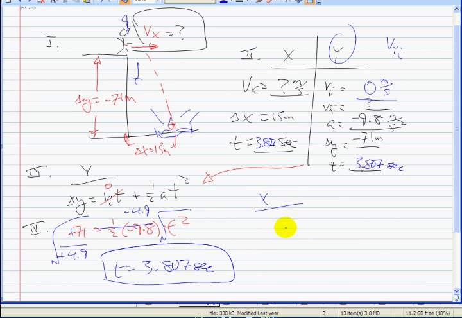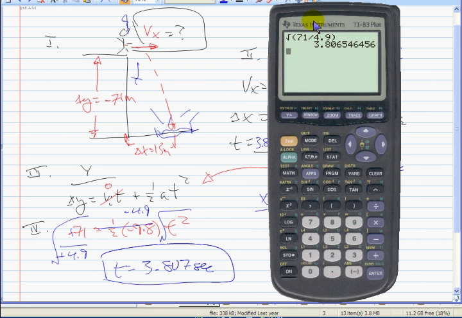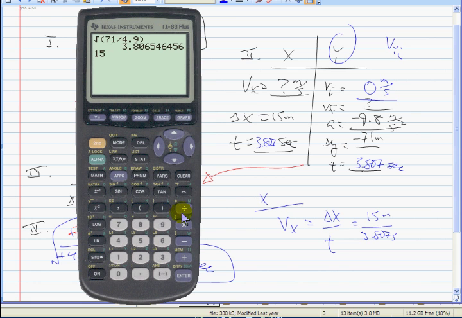In the x direction, velocity x is just my change in x over time. Speed is distance over time. Distance is 15 meters. Time is 3.807 seconds. So I'm able to finish this problem by taking 15 and dividing it by my previous answer of 3.806 whatever seconds, I'm getting about 3.94 meters per second.